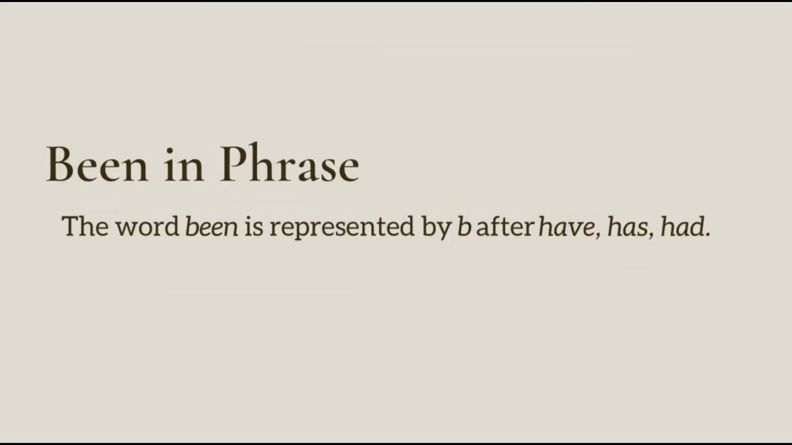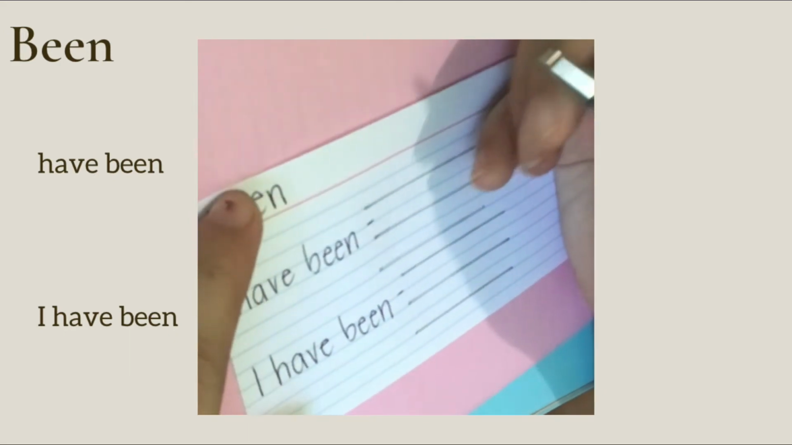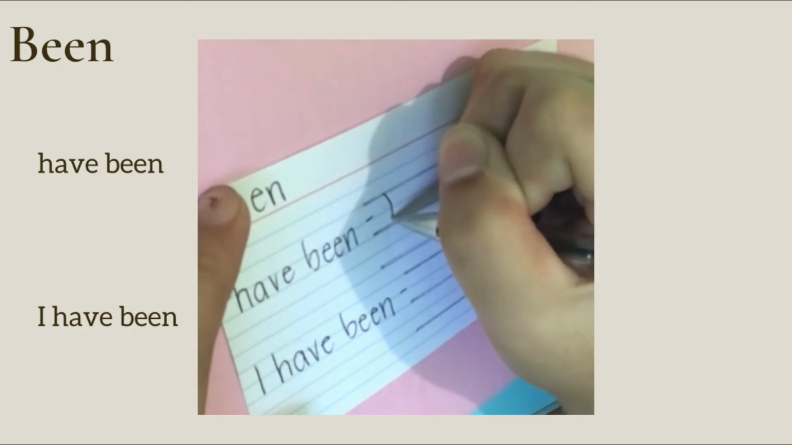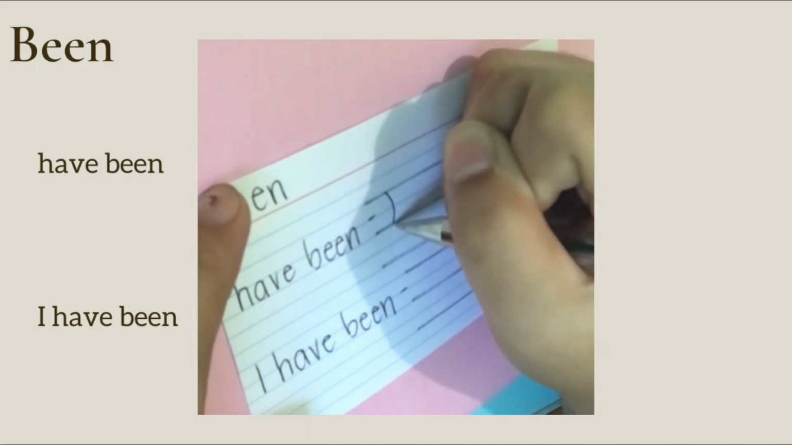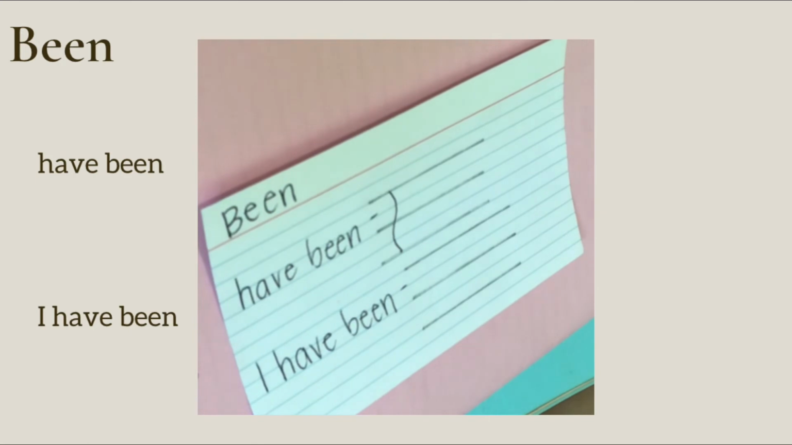Been in phrase. The word been is represented by be after have, has, had. So we have here examples of been in phrases. But always remember that been is represented by letter B. So the first word that we have is have been. This is the have, and the next is been. That's the stroke of have been.